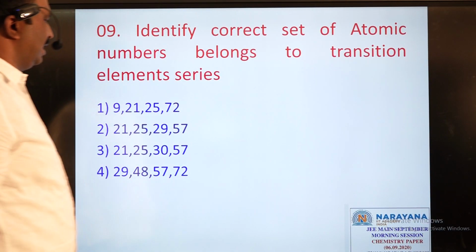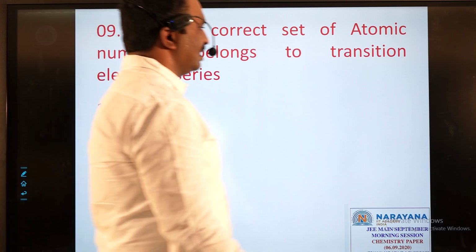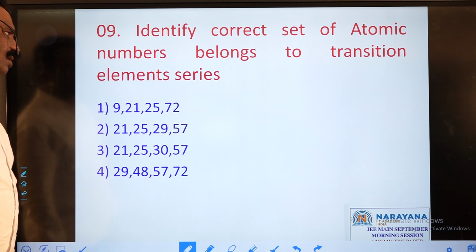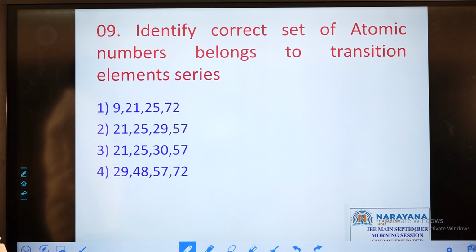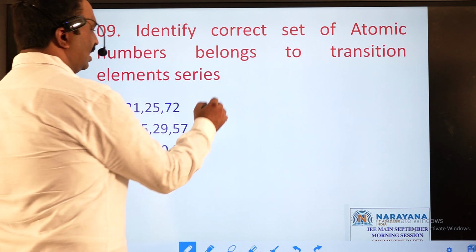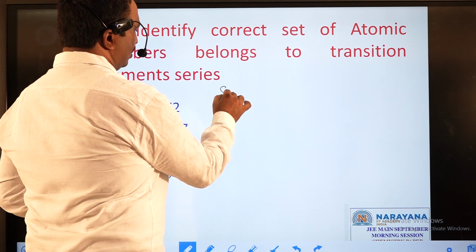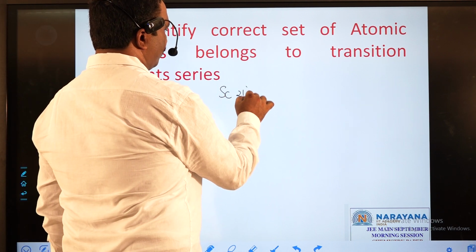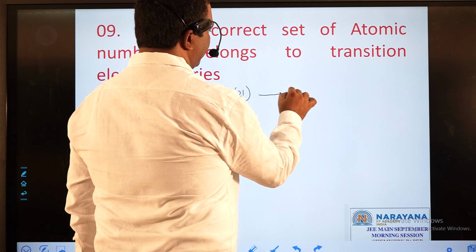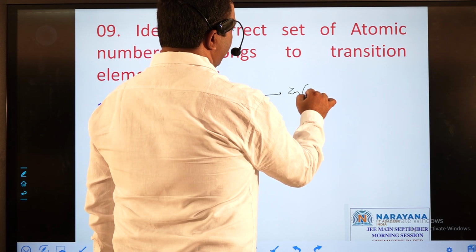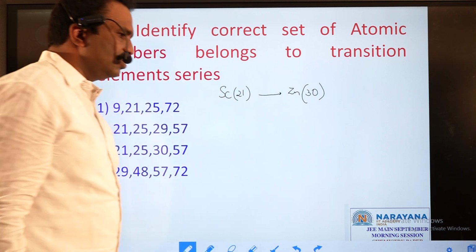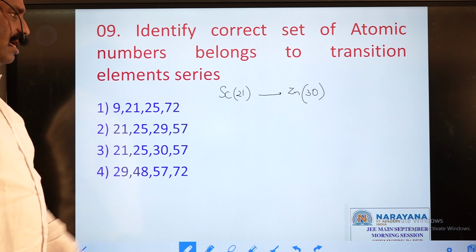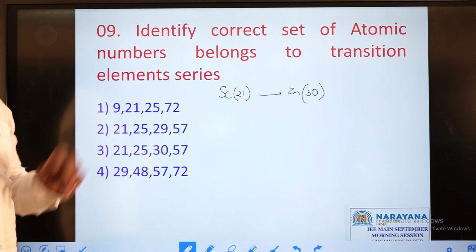Let me go for the next question. Identify the correct set of atomic numbers belonging to the transition elements series. Transition elements series, we know, starts with scandium, atomic number 21. This is the 3d series and ends with zinc, atomic number 30. Even zinc, cadmium and mercury do not have transitional properties, but they are also studied along with the transition elements.